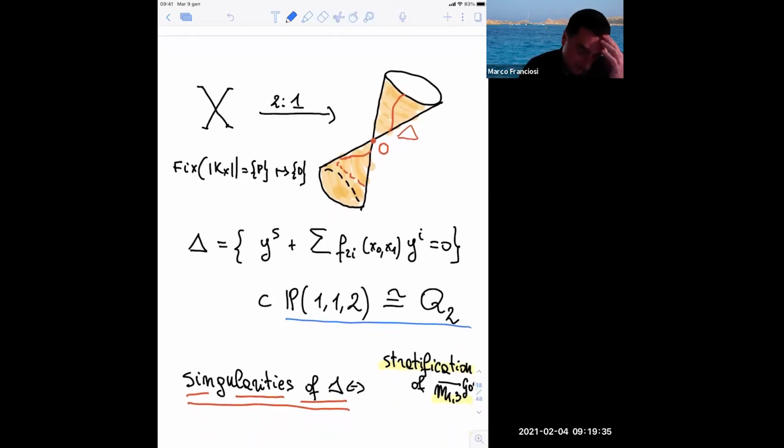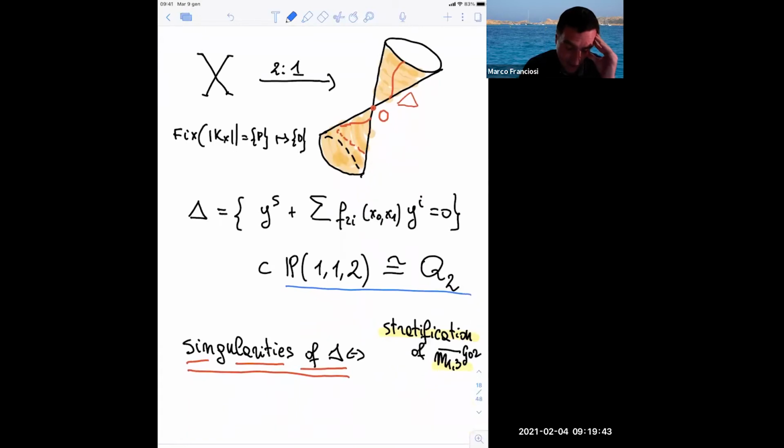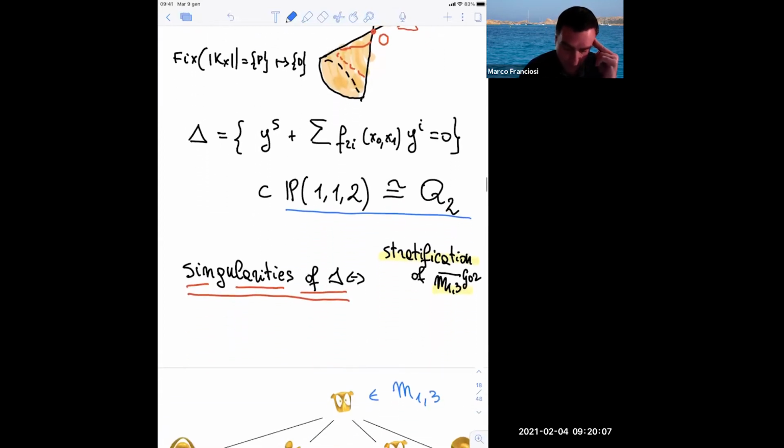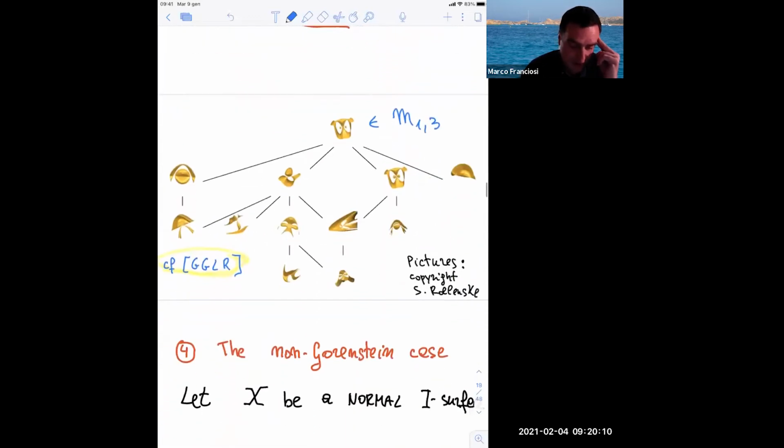As a consequence of our description, we can have a stratification of the moduli space of Gorenstein I-surfaces, looking at the singularities of delta. So this is what we did with Zunke and Rita. We have a stratification depending on the singularities that delta may have. And we have this picture.